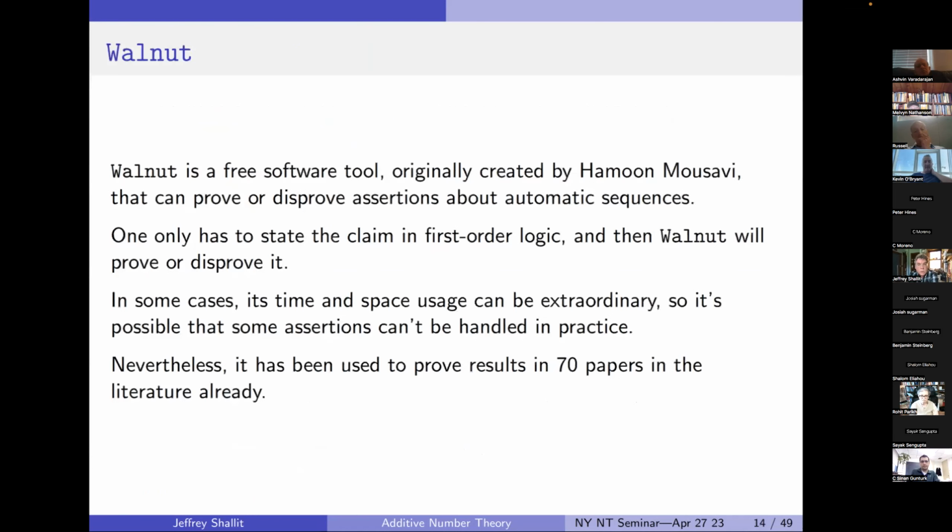Okay. So now what I'm going to talk about is this free software tool called Walnut, which was written by my master's student, Hamoun Mousavi. What's nice about Walnut is that it can prove or disprove assertions about automatic sequences. All you have to do is state the claim about an automatic sequence that you are interested in in first-order logic, and then Walnut will either prove or disprove it. And because the underlying logical theory is decidable, you're guaranteed that you will either get a proof or disproof, if it is a well-formed formula with no unbound variables.